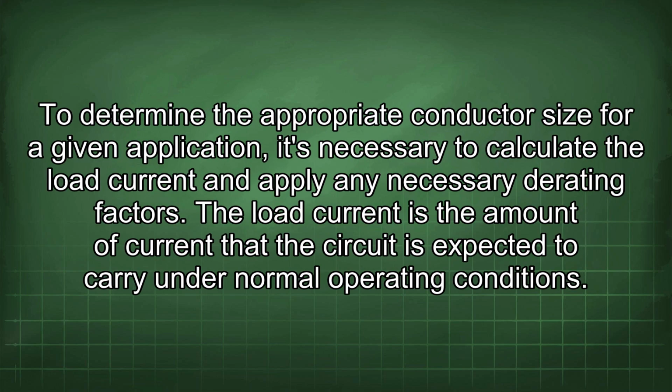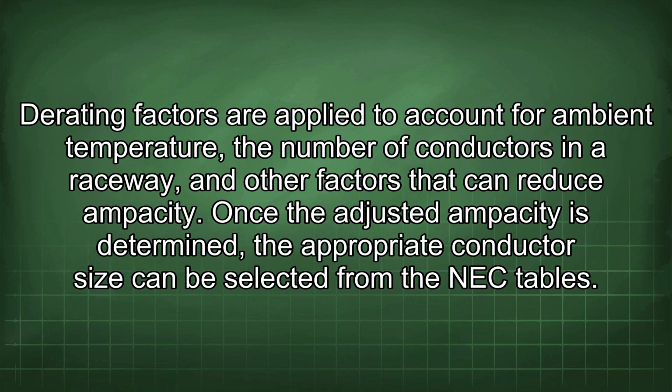To determine the appropriate conductor size for a given application, it's necessary to calculate the load current and apply any necessary derating factors. The load current is the amount of current that the circuit is expected to carry under normal operating conditions. Derating factors are applied to account for ambient temperature, the number of conductors in a raceway, and other factors that can reduce ampacity. Once the adjusted ampacity is determined, the appropriate conductor size can be selected from the NEC tables.